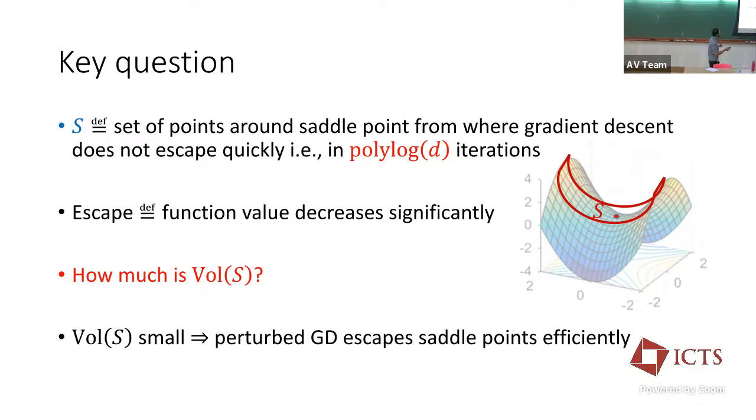So the key technical question that we would like to answer is what is the volume of this bad set S? And if we are able to show that the volume of S is small, then that implies that perturbed gradient descent can escape saddle points efficiently.